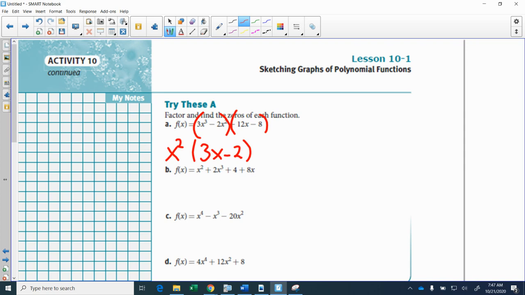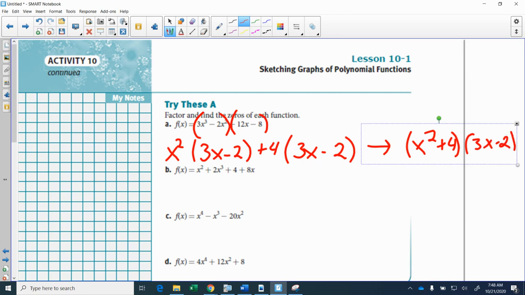Now I have positive 12x minus 8, same thing, 12 and 8. They both have a 4 in common, so I can take out a positive 4. I can't take out an x because they don't have an x in common. So when I do that, that becomes 3x minus 2. So notice, when I simplify this, now I have the equation x squared plus 4, 3x minus 2 as my answer.